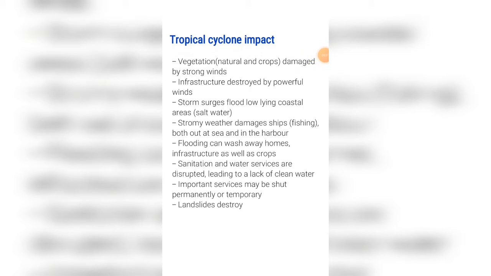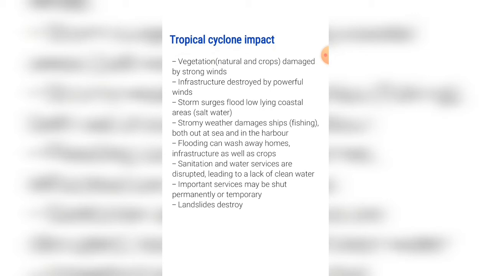Tropical cyclone impact. Vegetation is damaged by strong winds. This vegetation could either be natural or it could be crops. Infrastructure is destroyed by powerful winds. This could be power lines, telephone lines, or buildings. Storm surges flood low-lying coastal areas. Remember, storm surges are ocean water, so it's salt water. And salt water could lead to the infertility of the land, and this could be a permanent effect.